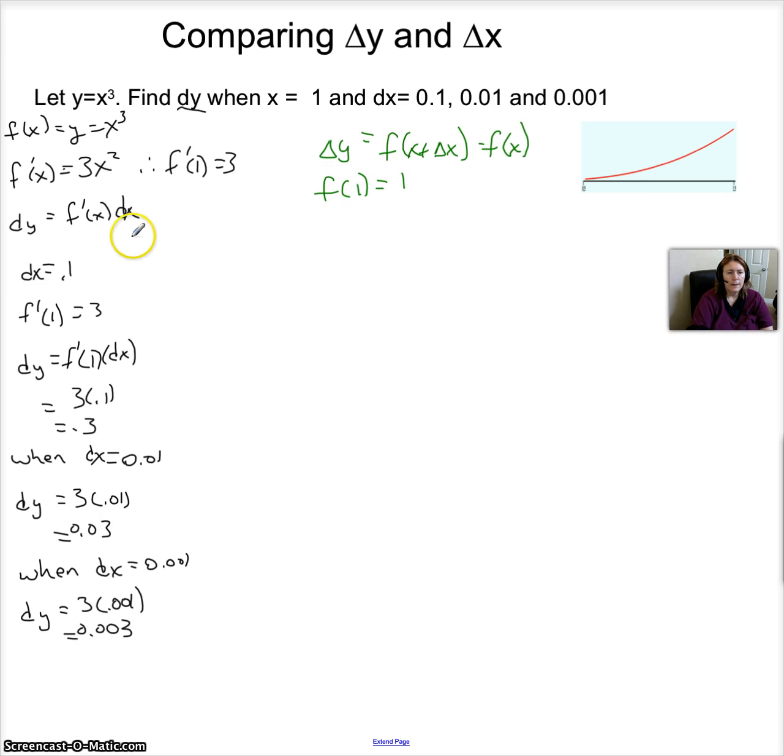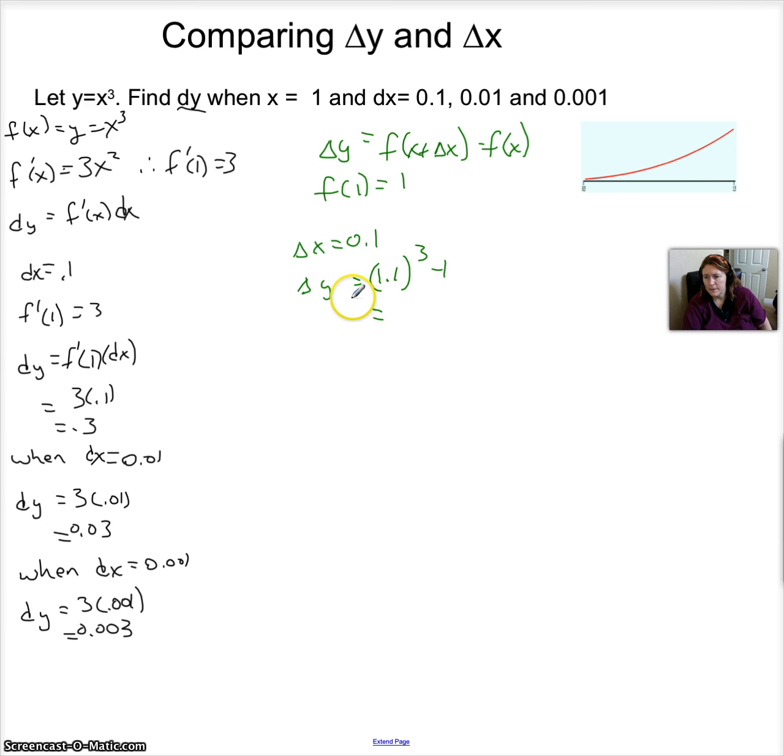So now let me go through and see if I can find my delta y with each of these delta x's. All right, so instead of dx, the differentials are going to become the changes in x. So when I let delta x equal 0.1, delta y is, now the function at x plus delta x is going to be 1.1 cubed minus 1.